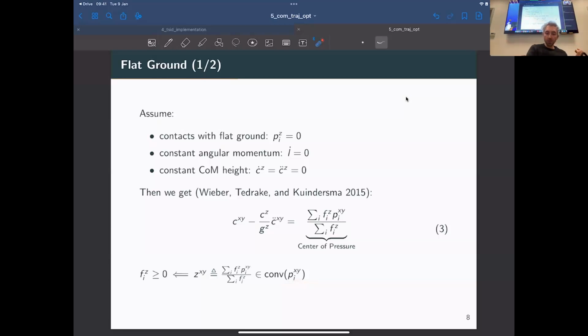If you have 2 feet on the ground, like imagine these are your 2 feet, then the convex hull of the contact points is going to be this object here in blue, which is a polygon, but slightly more complex than just a rectangle.